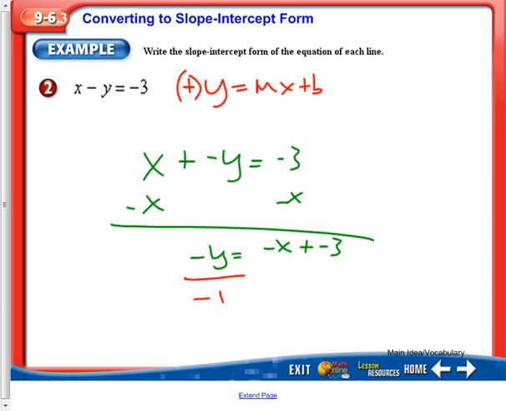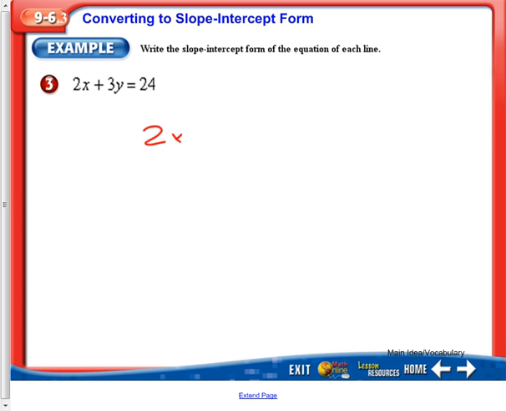So we need to divide both sides by negative 1. Remember, that has to be done to everything. So y equals x plus 3, and that's my final answer. So my slope is positive 1 and y-intercept of 3.